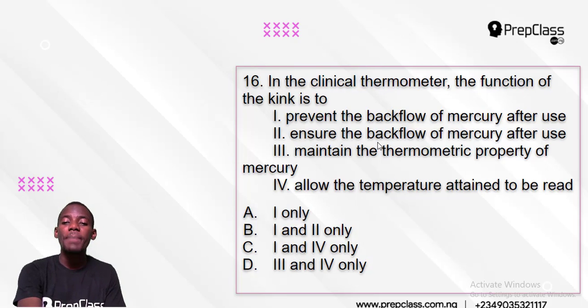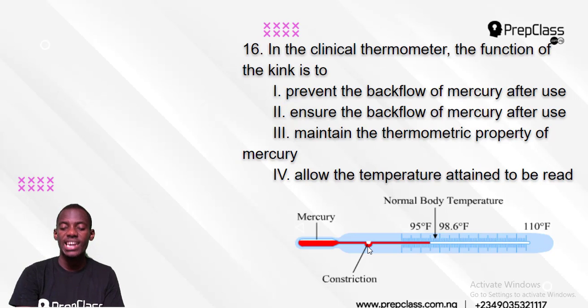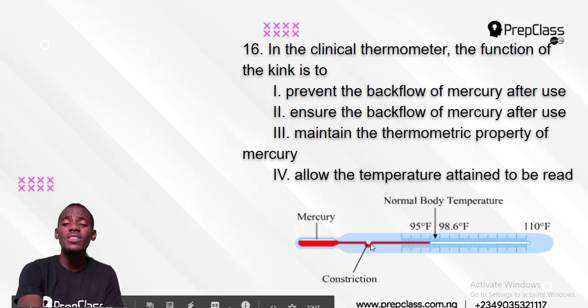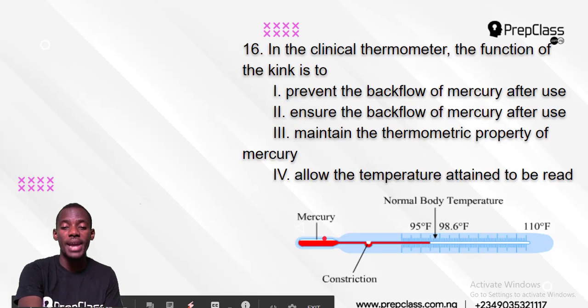First of all, I'll use a picture to explain that to you. This is a thermometer. This is the constriction. That constriction is also called the kink. Now, the function of this kink majorly is that when you are not measuring any temperature, the mercury, that's this red substance, stays in this bulb. It's not increasing, it's not decreasing, it just stays at the bulb here.